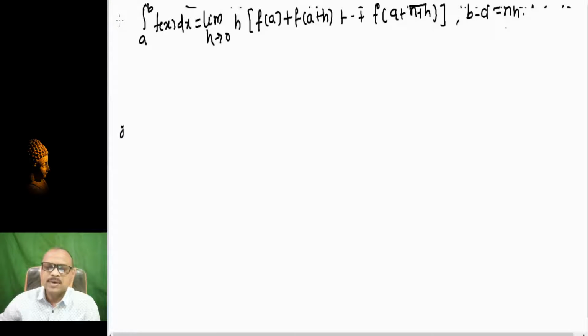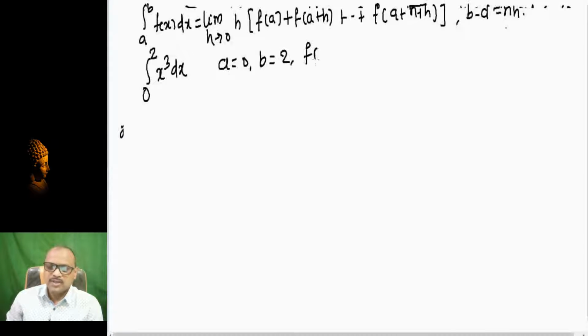Let us take an example so that your idea will be clear. Suppose we want to evaluate the integration of x cube between the limits 0 to 2. Then what is our a? a is 0, b is 2 and f of x equal to x cube. b minus a, 2 minus 0, equal to n into h, or nh equal to 2. Let us find these different values.